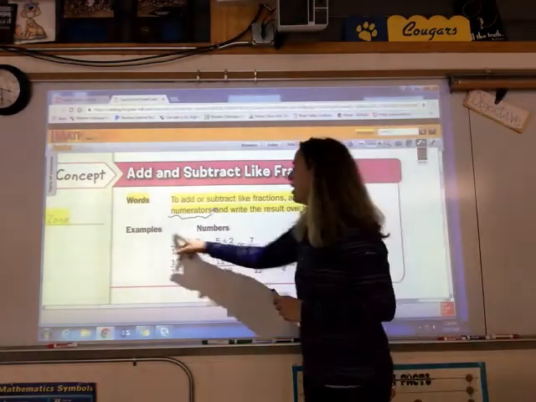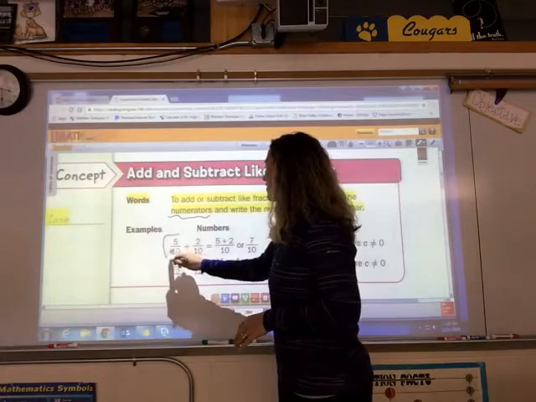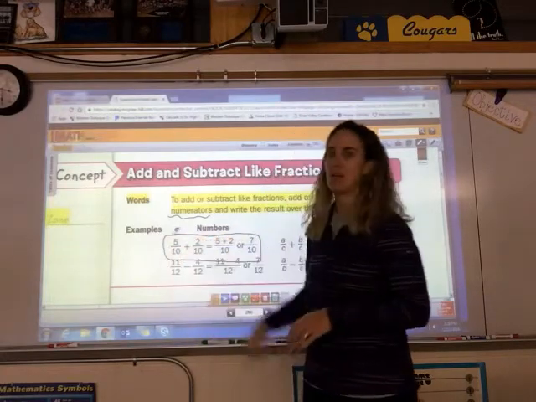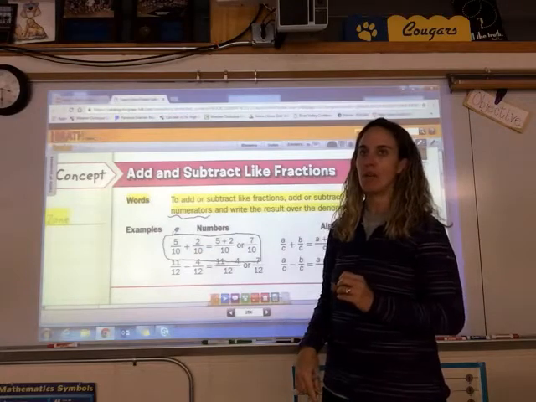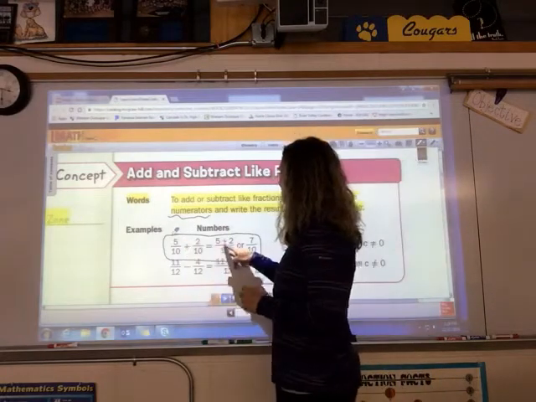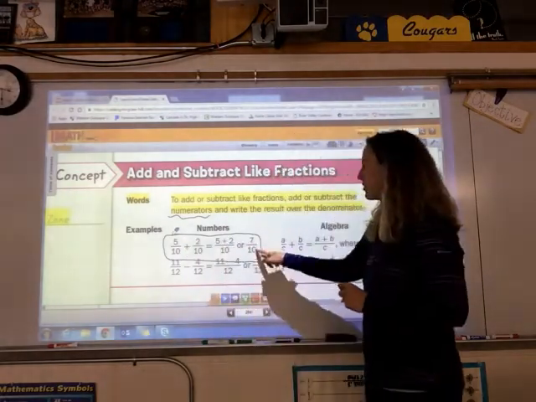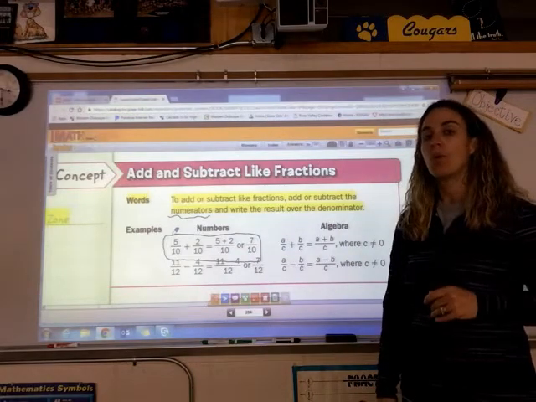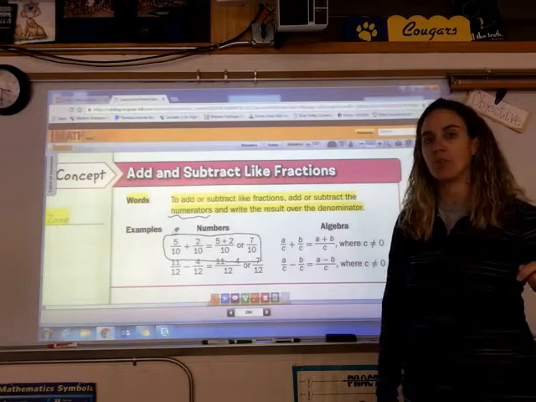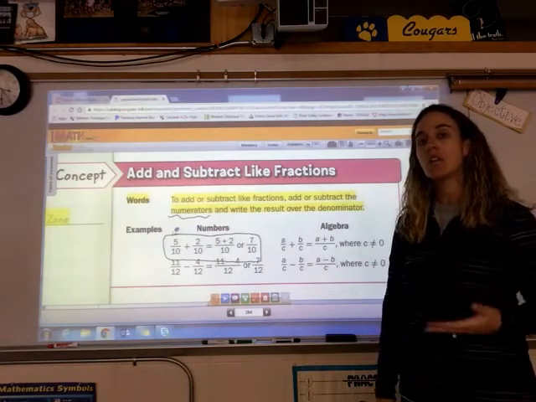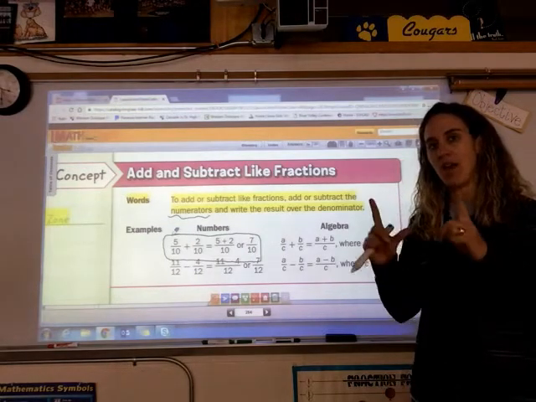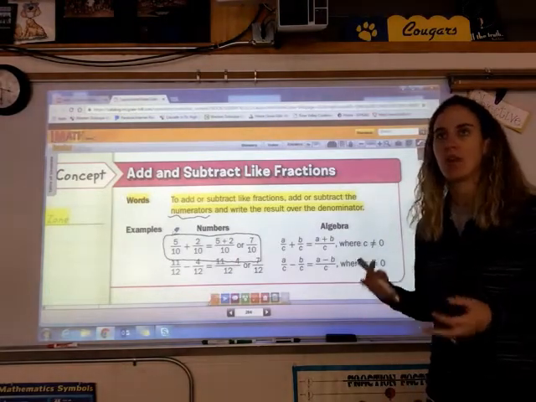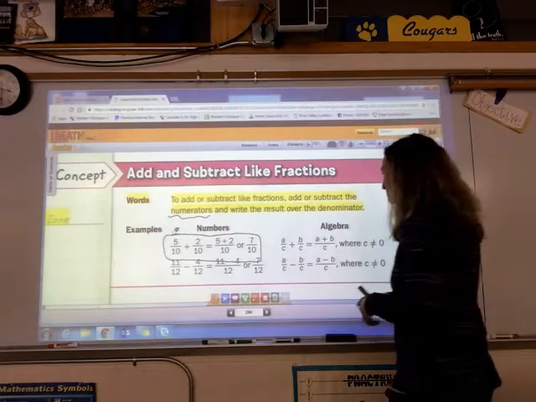A couple of examples you can see here. They have given you 5/10 plus 2/10. The denominator is already the same, so please make sure you check that right away. 5 plus 2 is 7, or 7/10, and 7/10 is in simplest form. We want to make sure we put our answers in simplest form, and you can use your divisibility sheet, the half sheet you received at the beginning of chapter 4, to help you figure out if things are in simplest form.